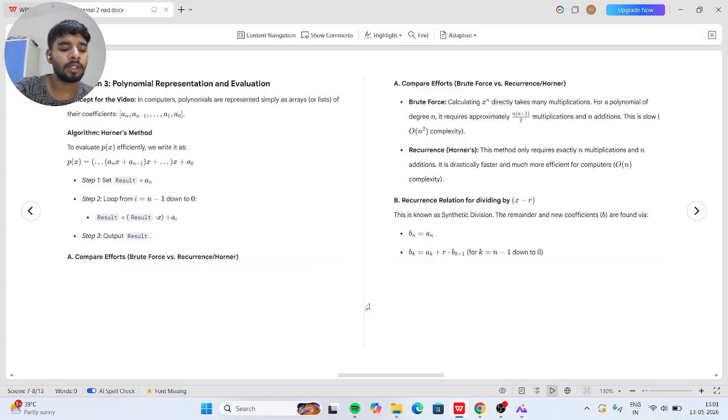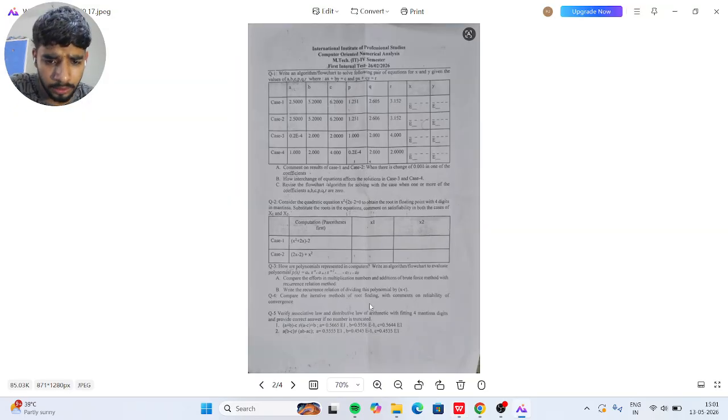Now we come to the third question. The third question asks about how polynomials are represented in computers. Write an algorithm and flowchart to evaluate the polynomial P(x) equals a0 x^n plus a(n-1) x^(n-1) up to a1 x plus a.